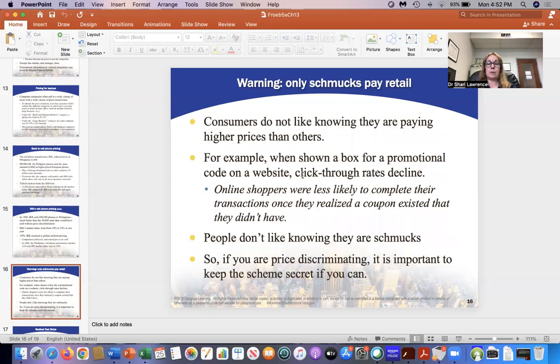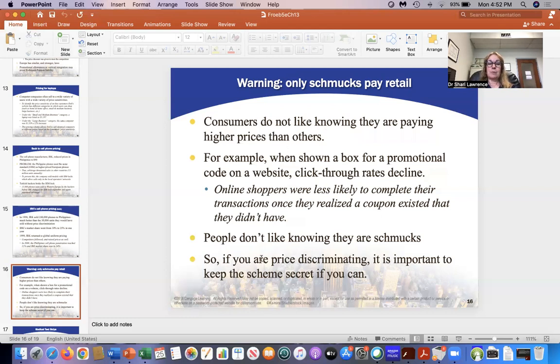Okay, and then this is kind of interesting. Studies have shown that when people are shopping online, if they see that there is a coupon, but they don't have the coupon code, then they'll be less likely to buy. So this goes back to people, they don't like to pay retail if other people are not paying retail. And so that's kind of interesting.